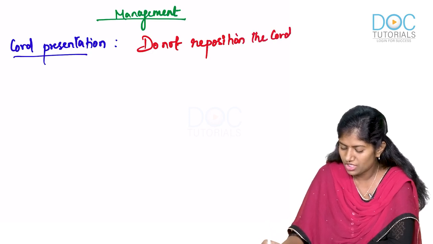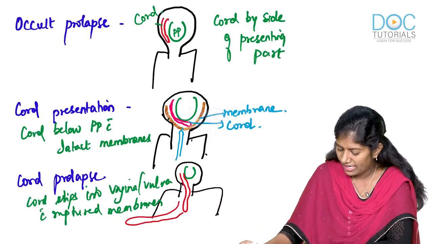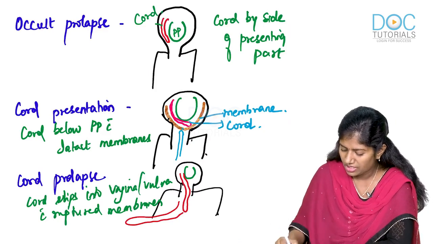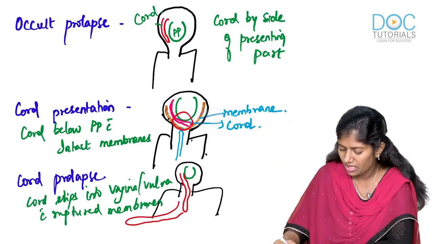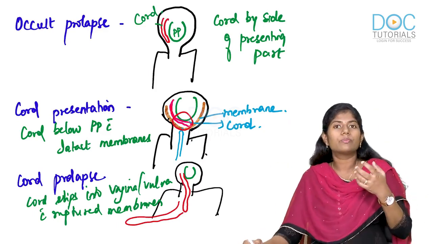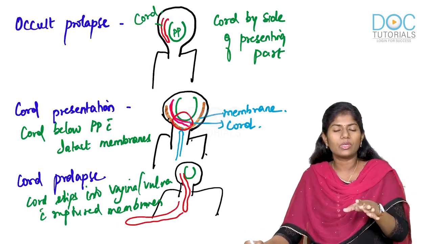Do not try to push it above the fetal head, okay. See, this is cord presentation. Now, here is the cord. What will happen if you try to push this part up? When you try to push this part up, the intact membranes will rupture, okay? So, this will convert a cord presentation to cord prolapse, and it's even more dangerous.